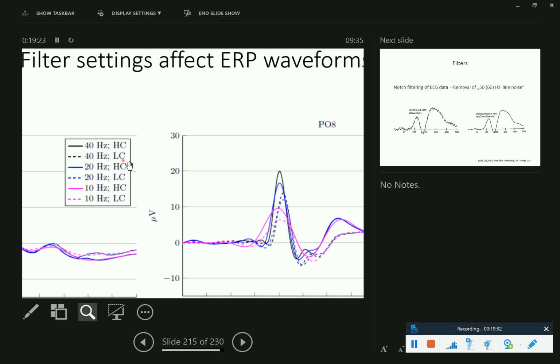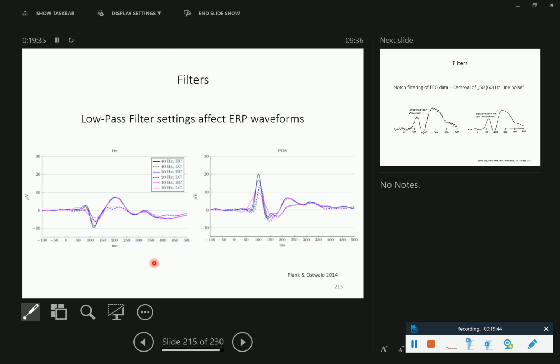So the 10 Hertz low-pass filtering cutoff, nobody would do that. But if you do, just for the fun of it, then you see that you have quite some differences in effects. So that was high-pass and low-pass filtering.